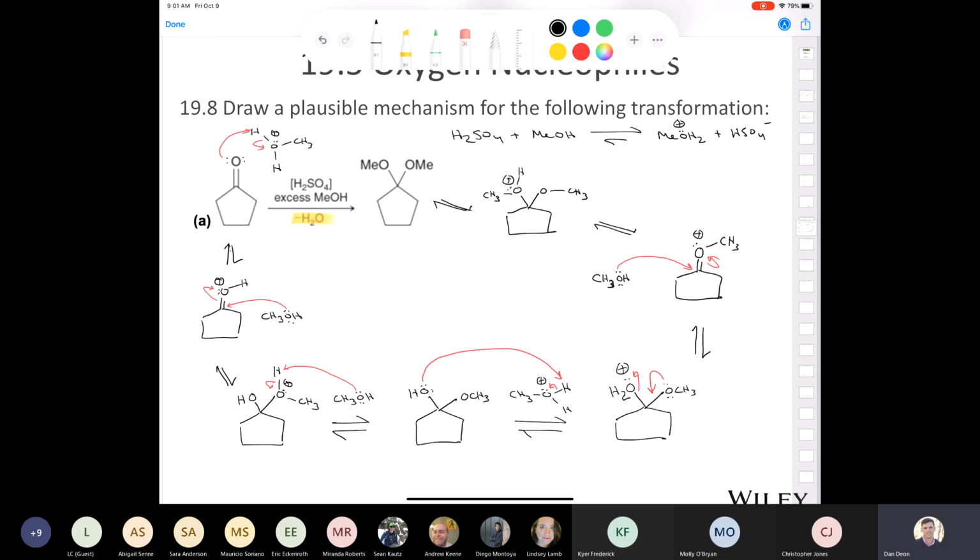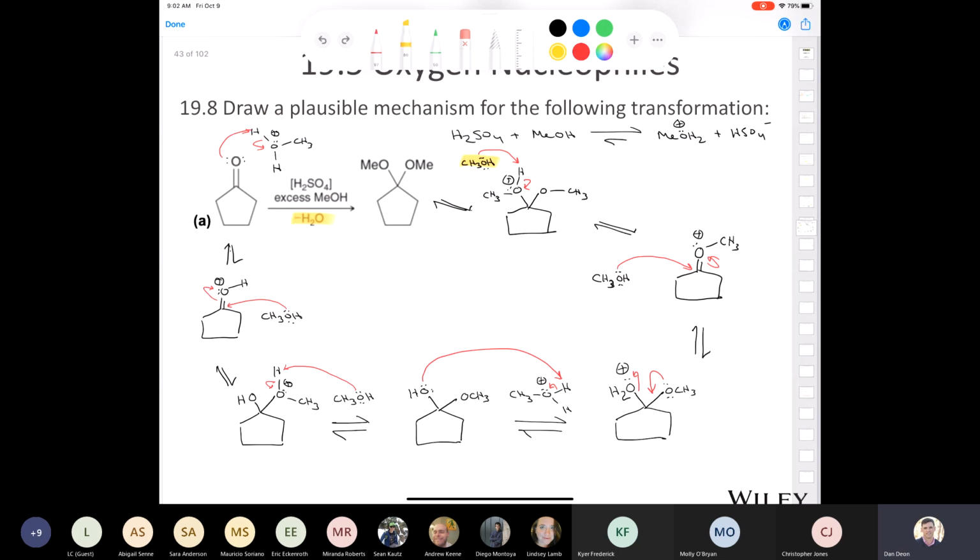There we go, like this. And then the last step, the last molecule of methanol comes in, and it's going to remove this proton at the end. And what's that going to form? When this methanol takes on this proton, you're going to regenerate this catalyst over again.